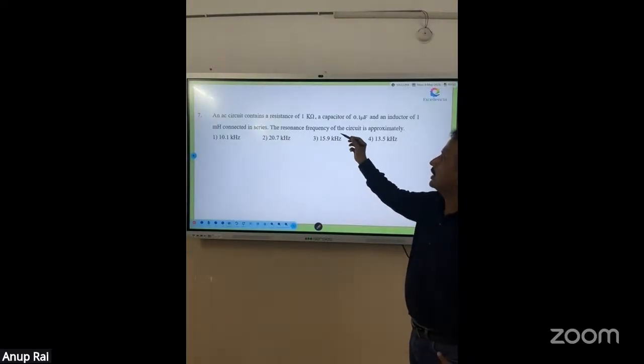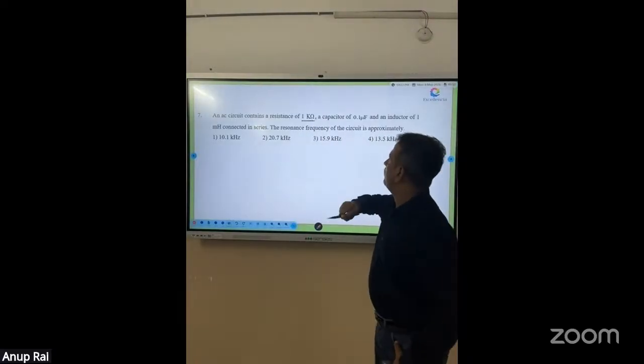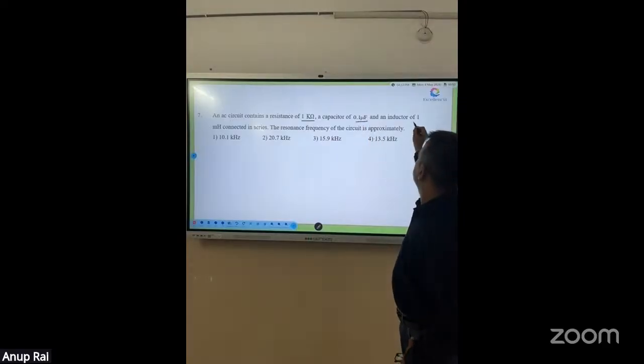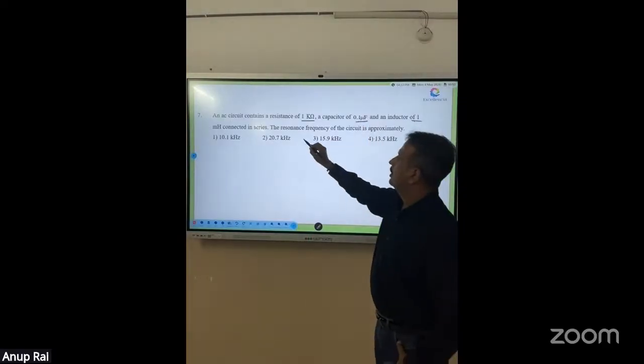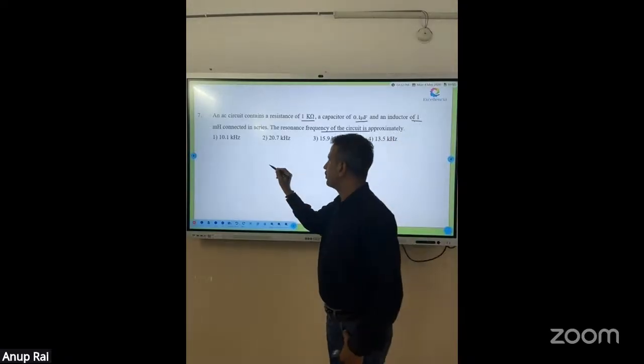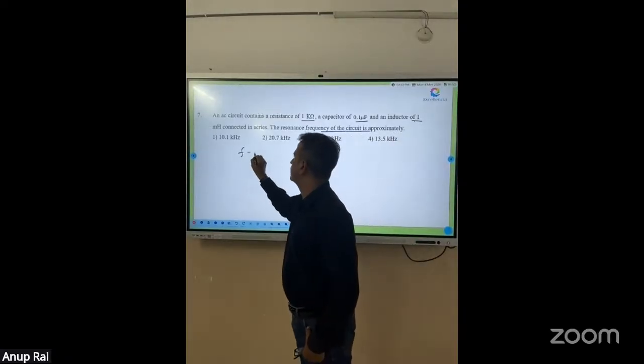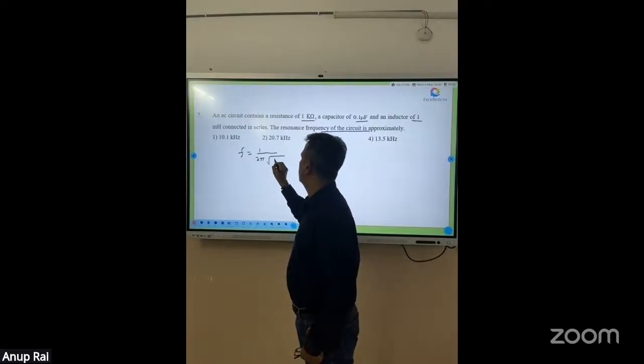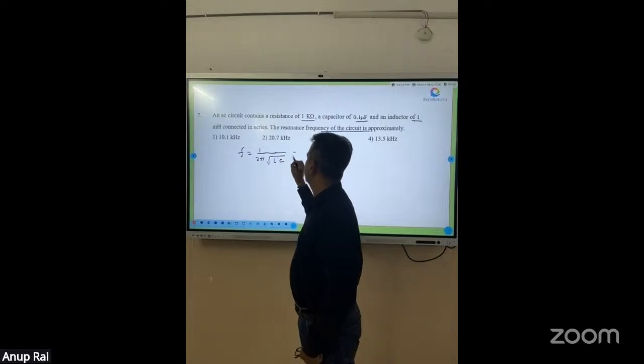An AC circuit contains resistance 1 kilo ohm, capacitance is given, inductance is given. The resonance frequency we need to calculate. This is again formula based. We know that resonance frequency is equal to 1 upon 2 pi under root LC. Calculate it.